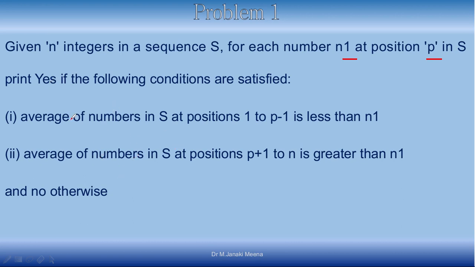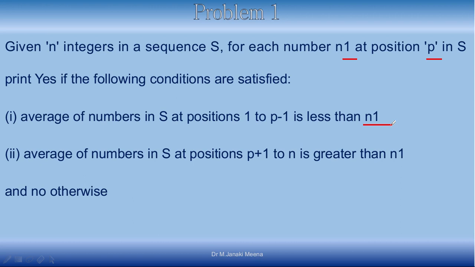The first condition is the average of numbers in the sequence S at positions 1 to P minus 1 should be less than n1. Actually n1 is the number at position P, and all the numbers before that is what is meant by 1 to P minus 1. Here I have given the human interpretation of index. So from 1 to P minus 1 you have to sum all the elements, find the average, and check n1.